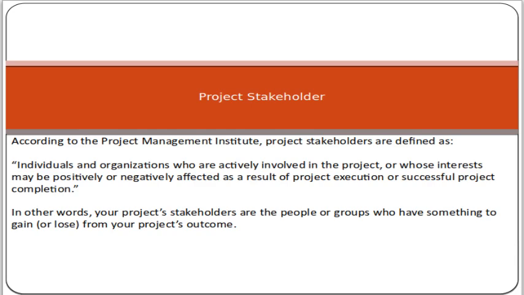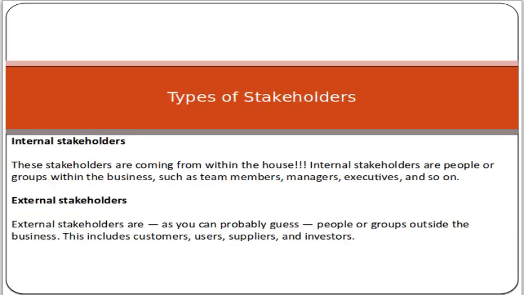Okay, friend. Now, there are two types of stakeholder. One is the internal stakeholder and the second one is the external stakeholder. Internal stakeholders are those coming from within the house. Internal stakeholders are people or groups within the business, such as team members, managers, executives, and so on. For example, you are a vendor and you are implementing an e-commerce solution for a bank. So the internal stakeholders are, for example, the functional manager, the CEO, the project manager, the technical lead. All those persons are internal stakeholders.